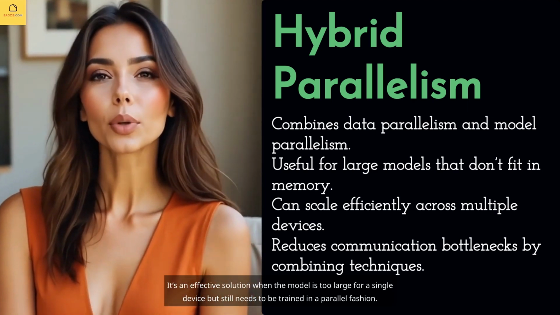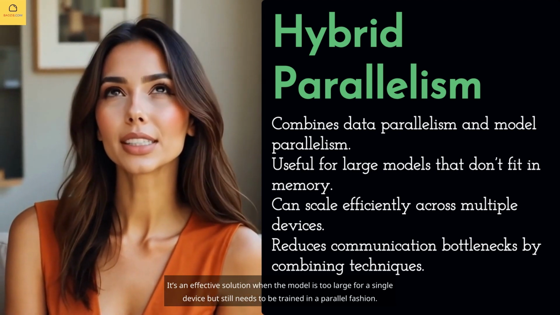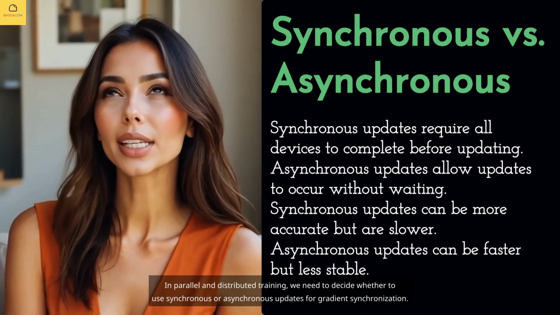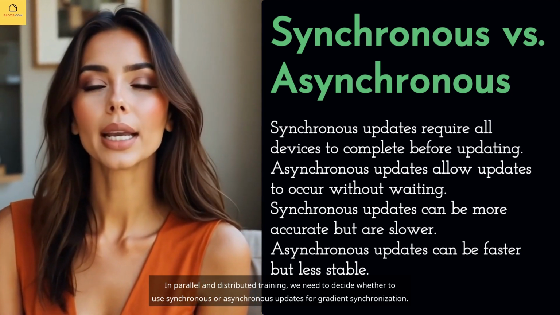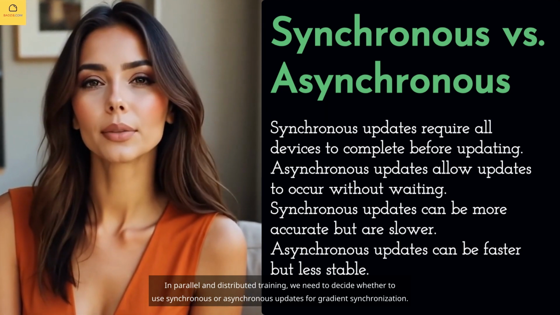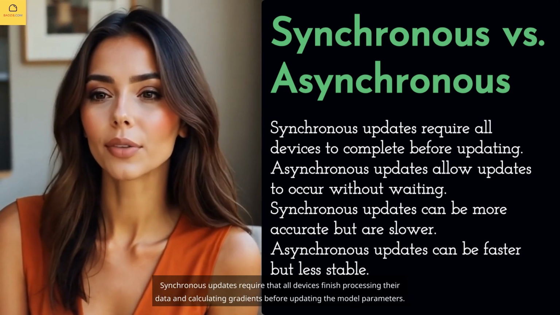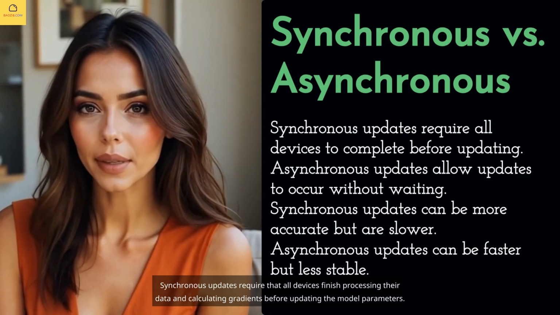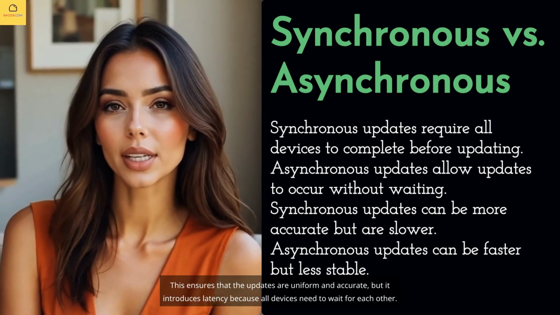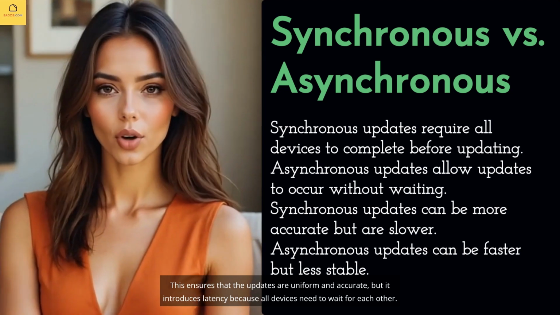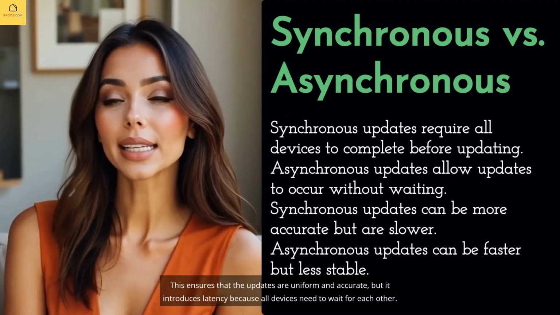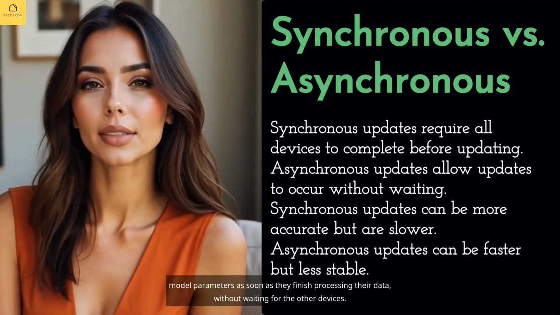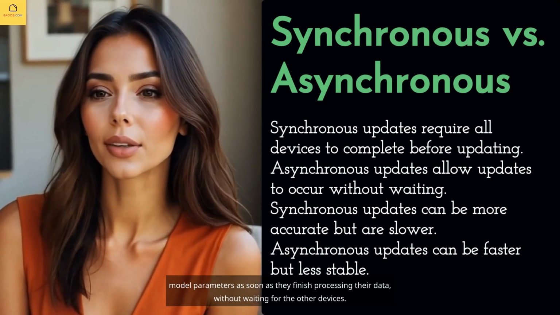It's an effective solution when the model is too large for a single device, but still needs to be trained in a parallel fashion. In parallel and distributed training, we need to decide whether to use synchronous or asynchronous updates for gradient synchronization. Synchronous updates require that all devices finish processing their data and calculating gradients before updating the model parameters. This ensures that the updates are uniform and accurate, but it introduces latency because all devices need to wait for each other. Asynchronous updates, on the other hand, allow devices to update the model parameters as soon as they finish processing their data without waiting for the other devices.